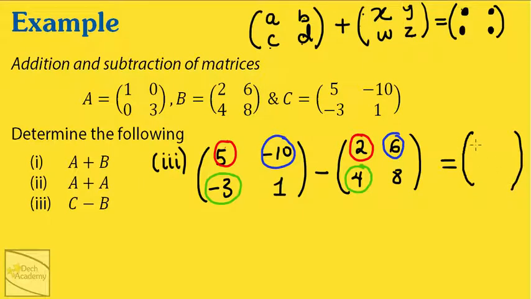The element in the top left corner is obtained by carrying out 5 minus 2, which is 3. The element in the top right corner is obtained by simplifying minus 10 minus 6, which is minus 16. Bottom left corner, minus 3 minus 4, which is minus 7. And bottom right corner is 1 minus 8, which is minus 7. And that's it.